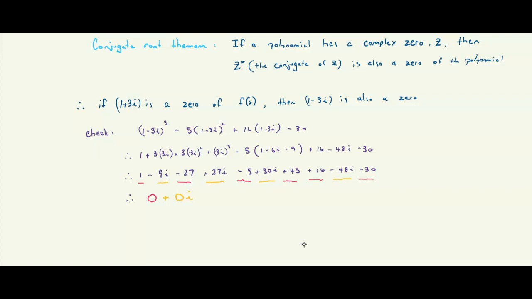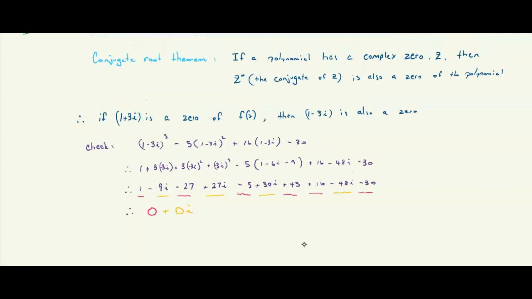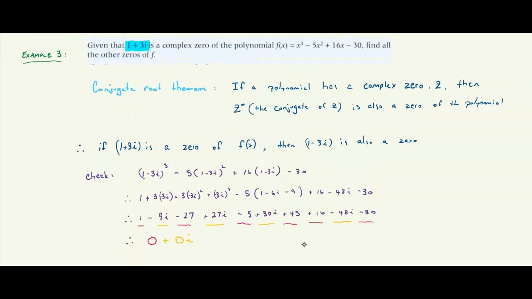Let's see now in red what we get. Has anything changed in the red? 1 minus 27. Where are we now? Minus 26, minus 31, 14, 30, minus 30, still 0. Now look at the yellow, negative 9i plus 27, so I'm now at positive 18, positive 48, minus 48, still 0. So we can see there by checking that if 1 plus 3i works, which it does, then 1 minus 3i is also going to work.